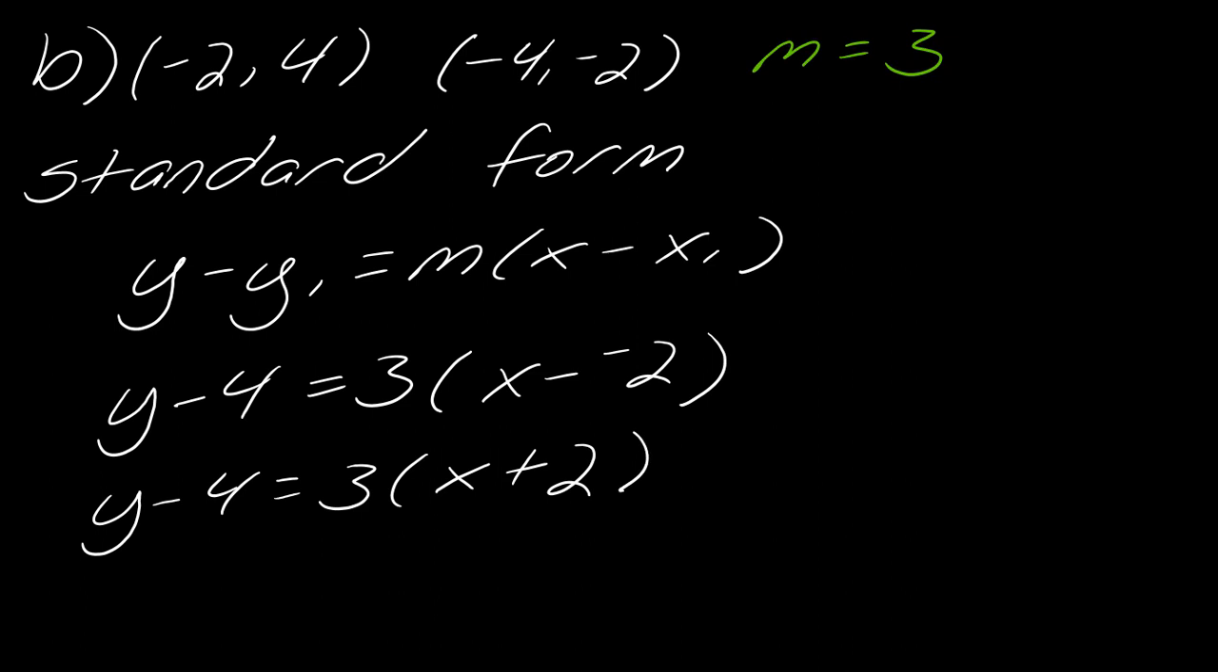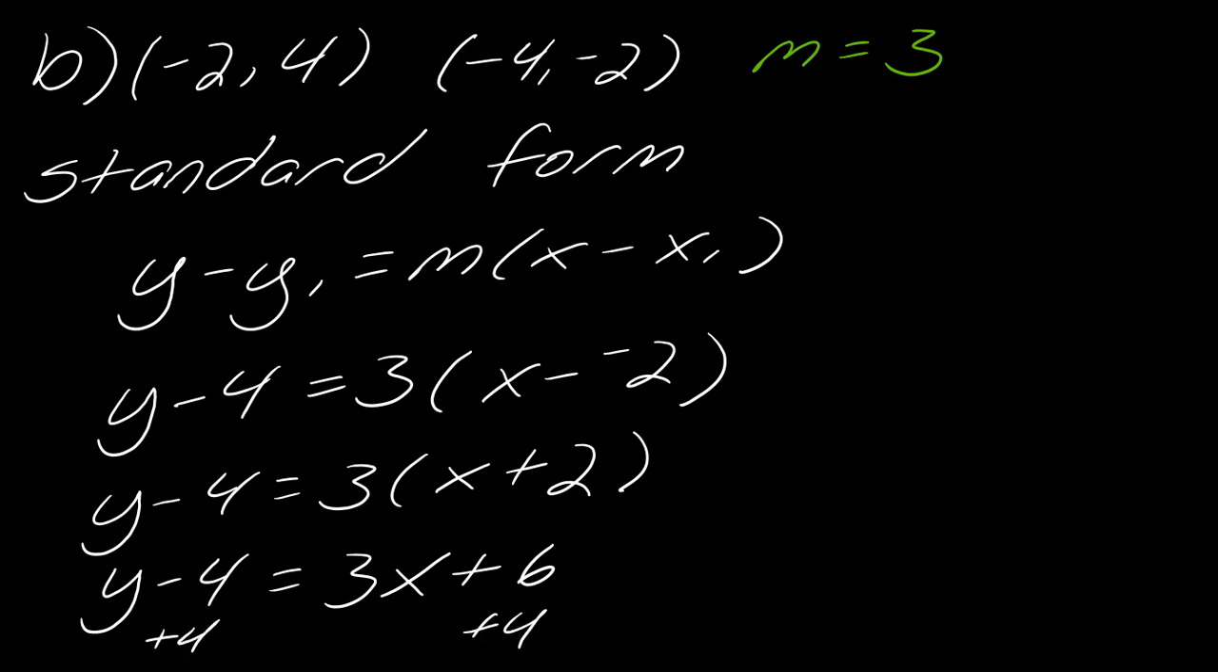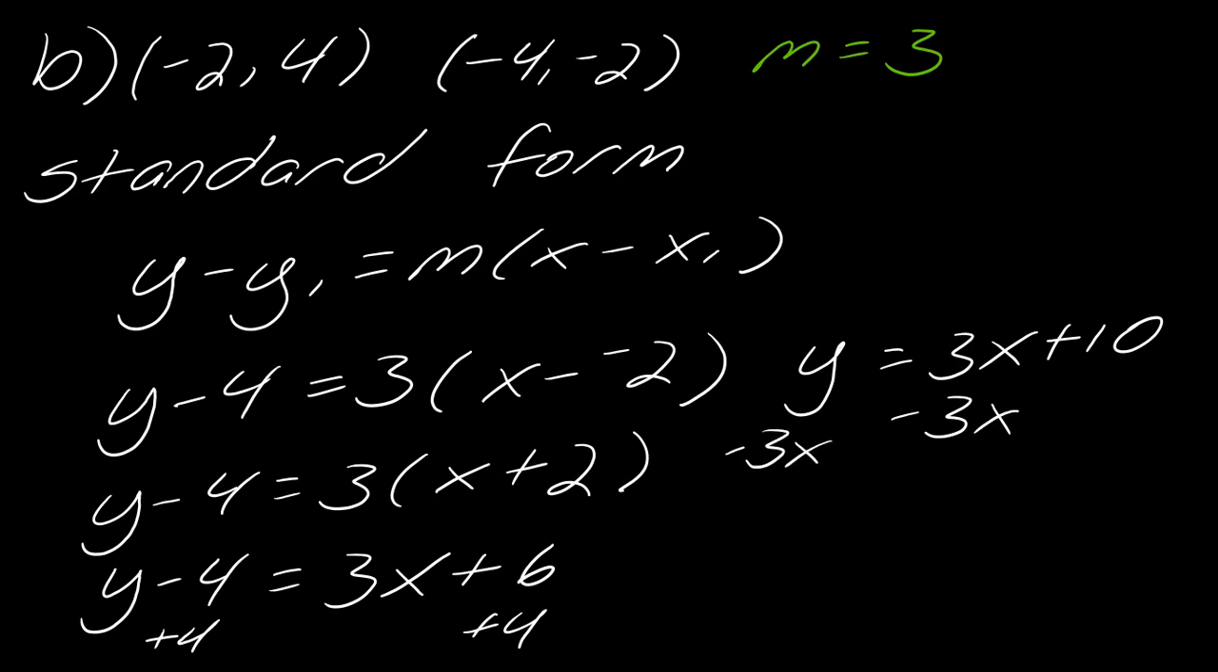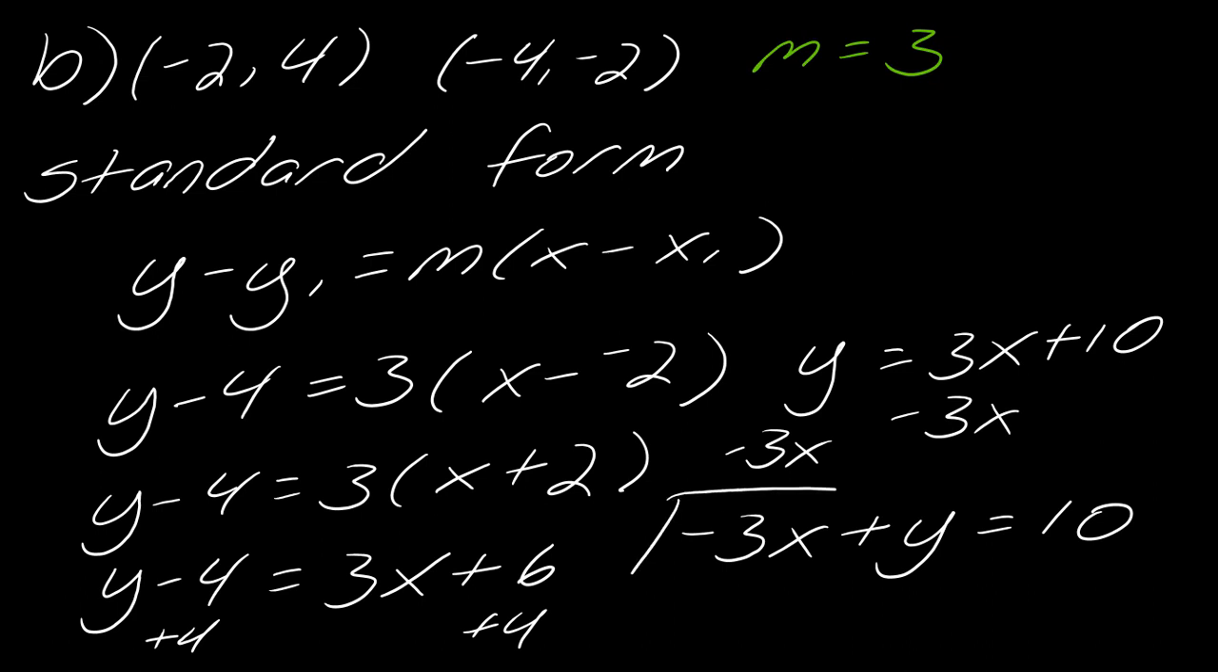So now I want to get this in standard form. First things first, I've got to distribute the 3. So I get y minus 4 equals 3x plus 6. Now, standard form requires that x and y have to be on the same side, and the numbers have to be on the same side. So let's start by adding the 4 to each side. So now I get y equals 3x plus 10, but wait, we're not done because I need this in standard form. So I need to subtract off the 3x like that. So I get negative 3x plus y equals 10. And so there is our standard form.